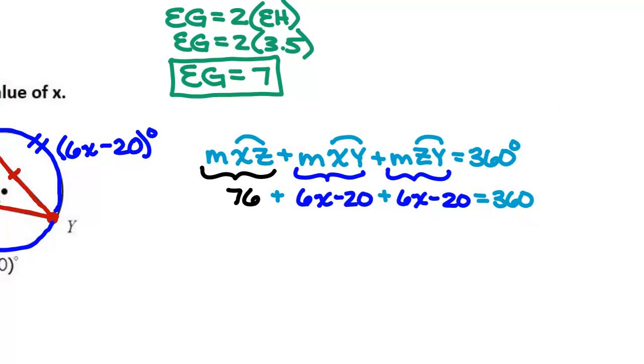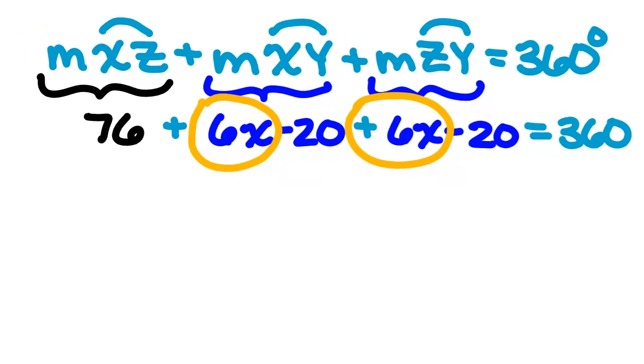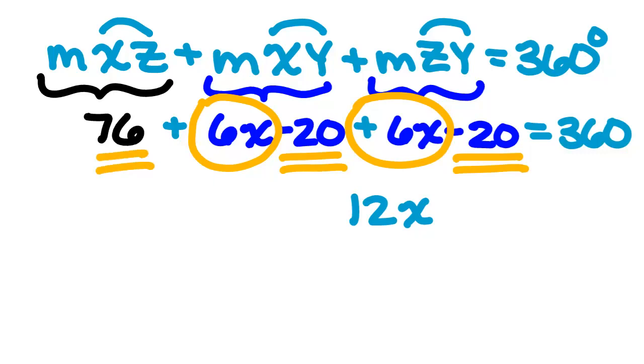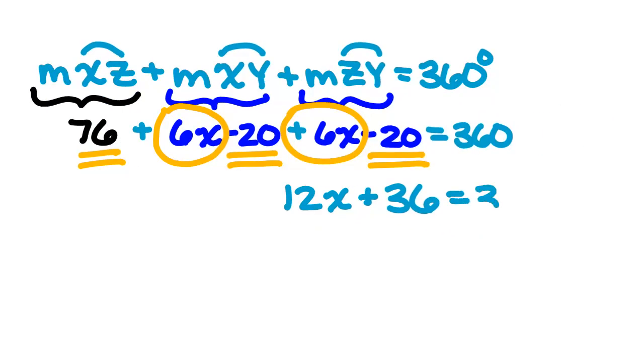So now I have some like terms to combine together. What are the like terms that I need to combine? 6x and 6x. What do I get when I combine 6x with another 6x? (12x). Do I have any other like terms to combine together? I have a negative 20. I have another negative 20. And 76. What is 76 minus 20 minus another 20? 36. So 12x plus 36 equals 360.